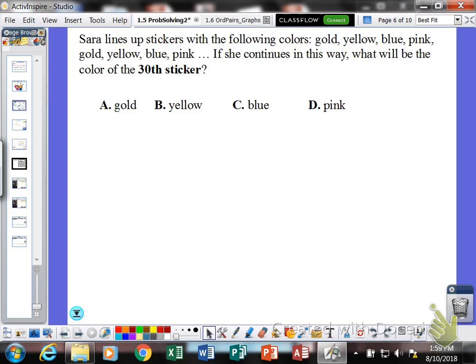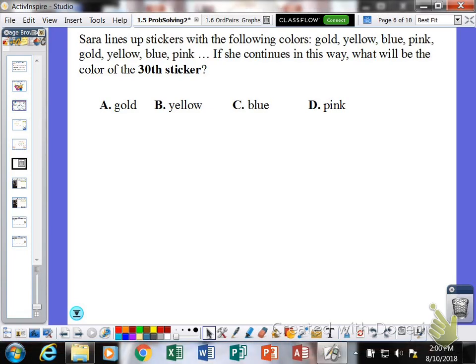And the last problem: Sarah lines up stickers with the following colors: gold, yellow, blue, and pink. Gold, yellow, blue, and pink, and so on and so forth. If she continues in this way, what will be the color of the 30th sticker? Well, one way to do this is there are only 4 colors, so it's repeating 4, 4, 4, 4, 4. Since there are 4 in every grouping of gold, yellow, blue, pink, I know that 30 divided by 4 is roughly 7.5.